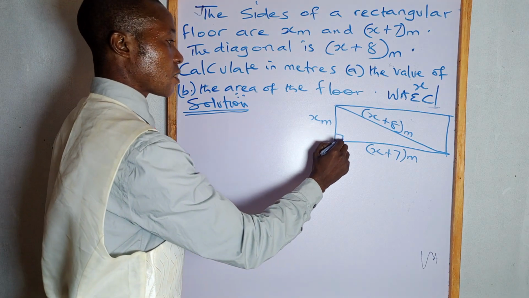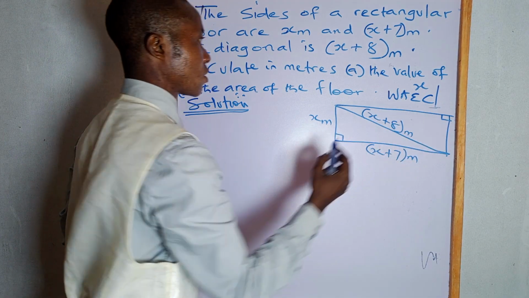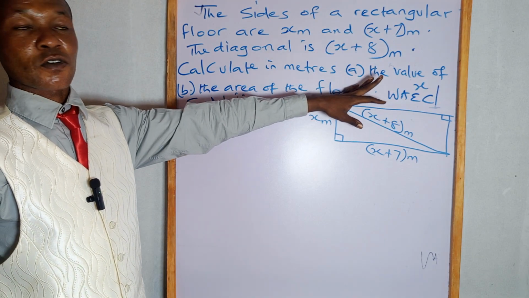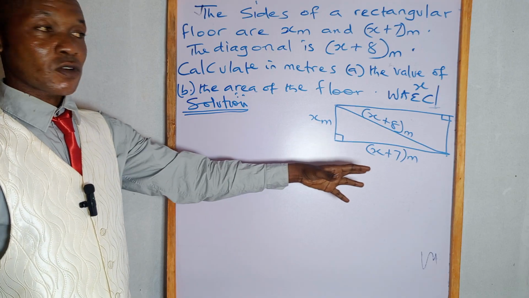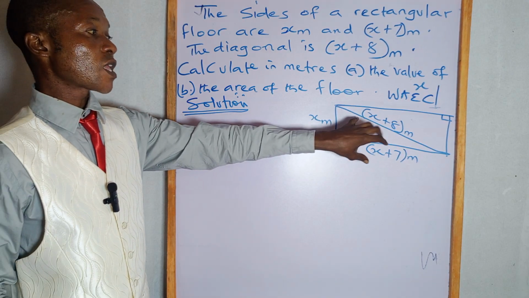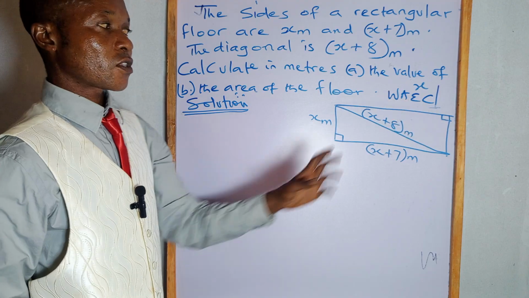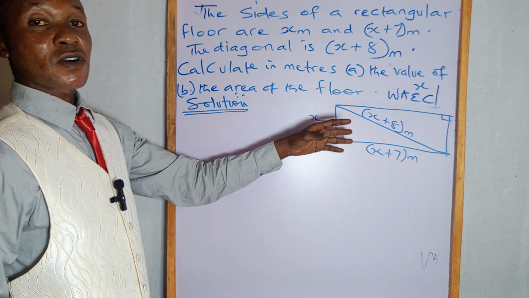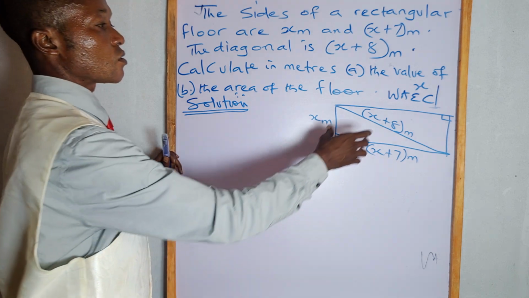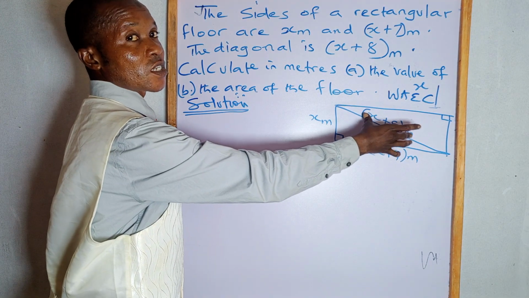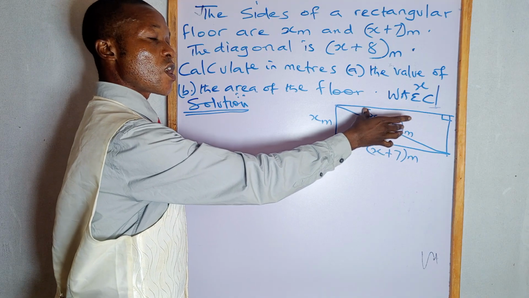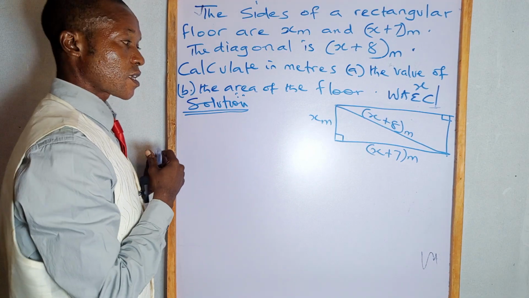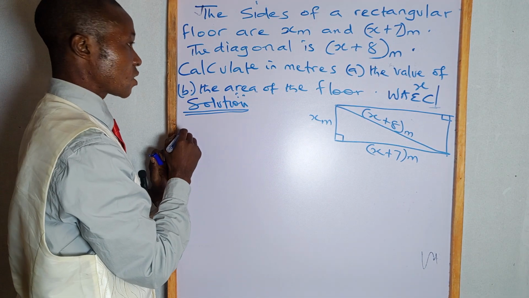So remember, this is a rectangle. This forms a right-angled triangle, and the easiest way to look for the value of x is to use the Pythagoras theorem. You can see this one looks like a triangle, and this is another triangle. In a right-angled triangle, the Pythagoras theorem states that the square of the hypotenuse, that is the longest side, equals the sum of the squares of the two other sides. That is the approach we want to use in attempting the question.